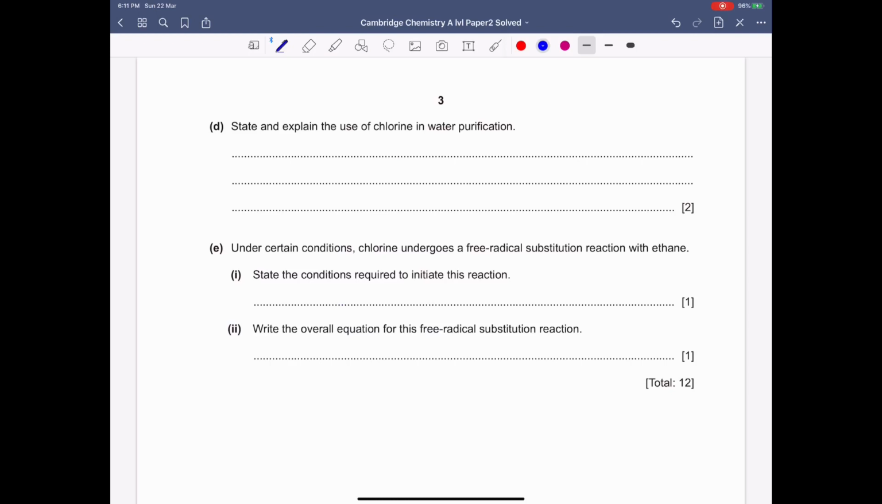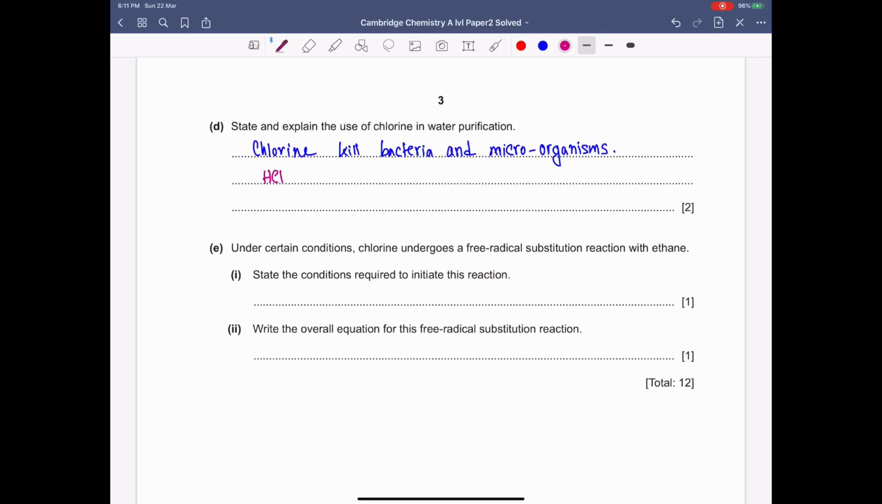Next, state and explain the use of chlorine in water purification. Chlorine kills bacteria and microorganisms. Chlorine does this by reacting with water and producing hypochlorous acid.